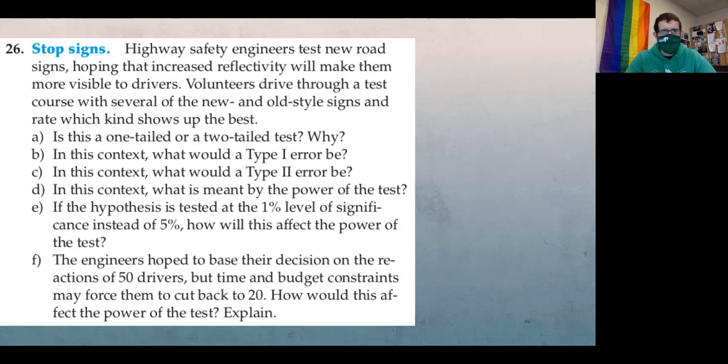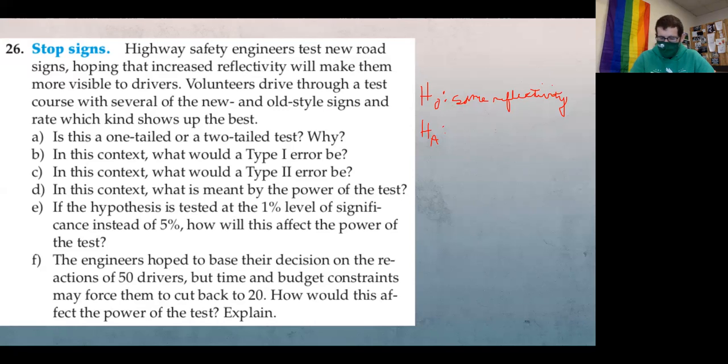Okay, in this context, what would a type 1 error be? Wait, so is the null hypothesis that the reflectivity hasn't changed or is the same? Yep. Okay. So same reflectivity. And this is where you might find it helpful to actually write out the null and the alternative hypothesis for these.